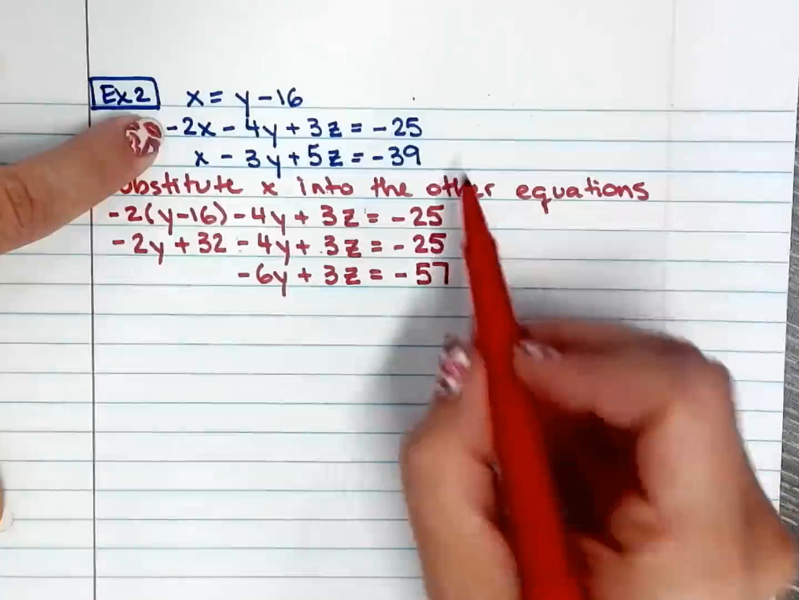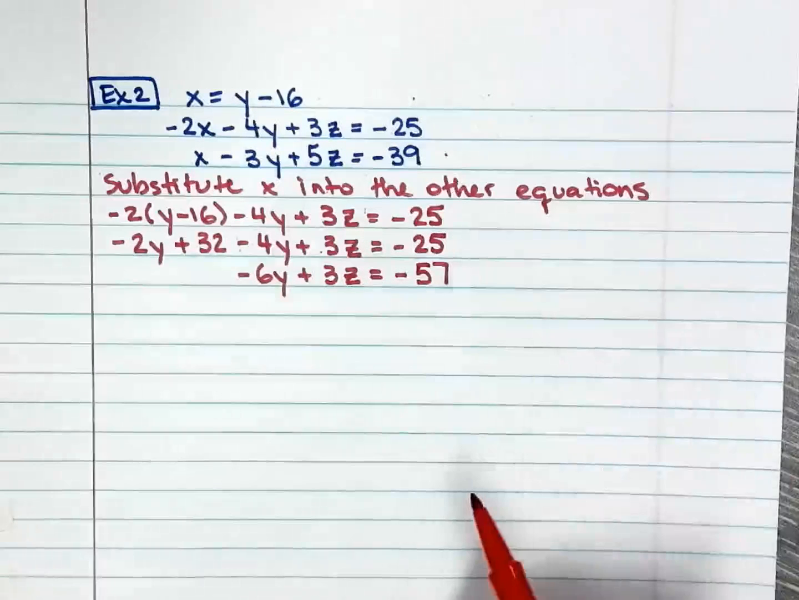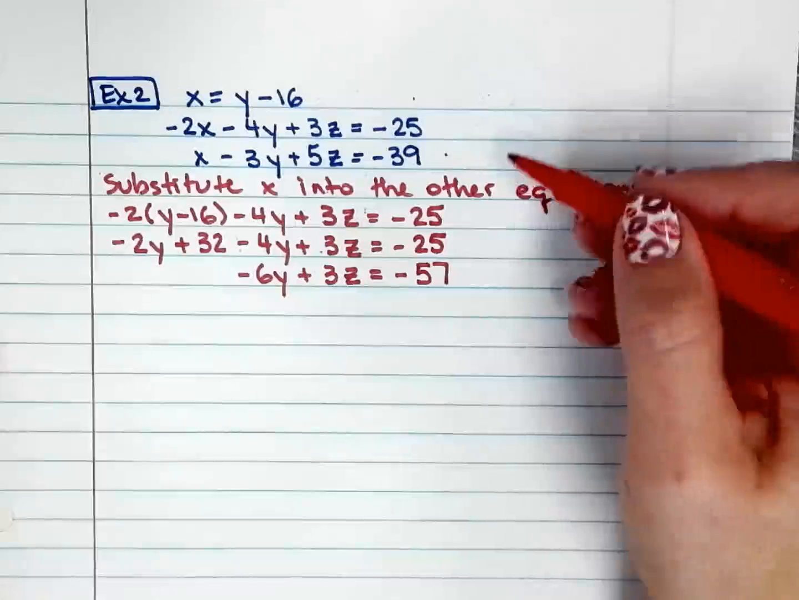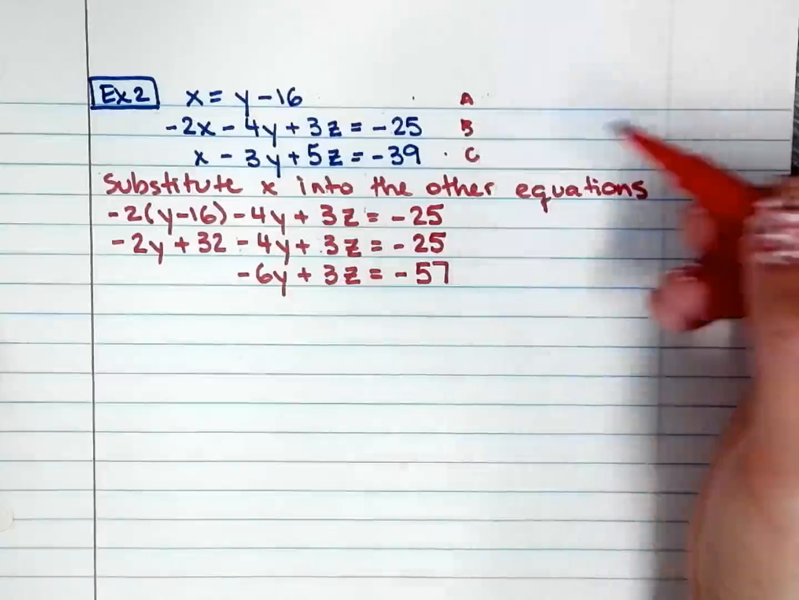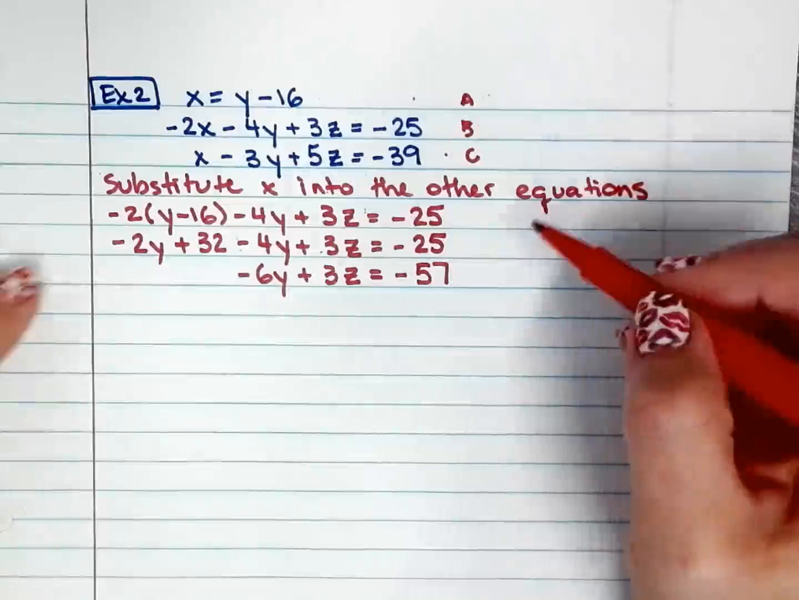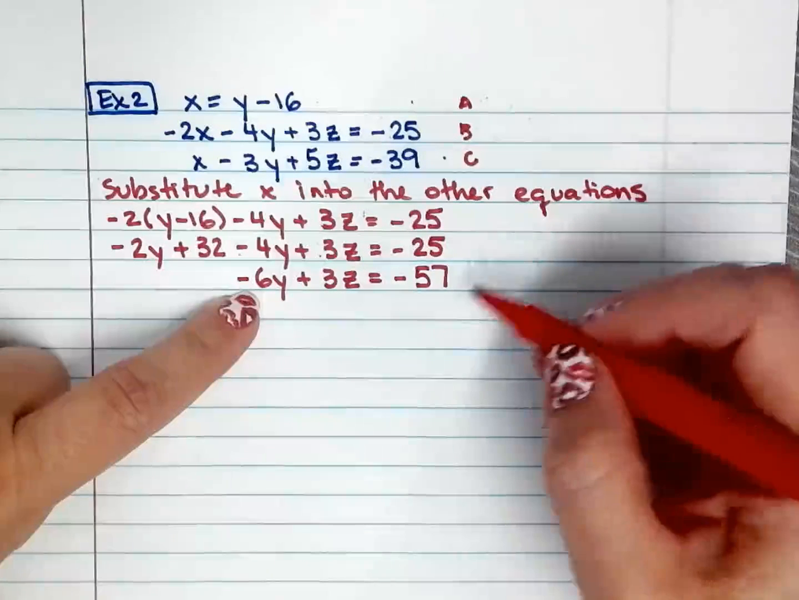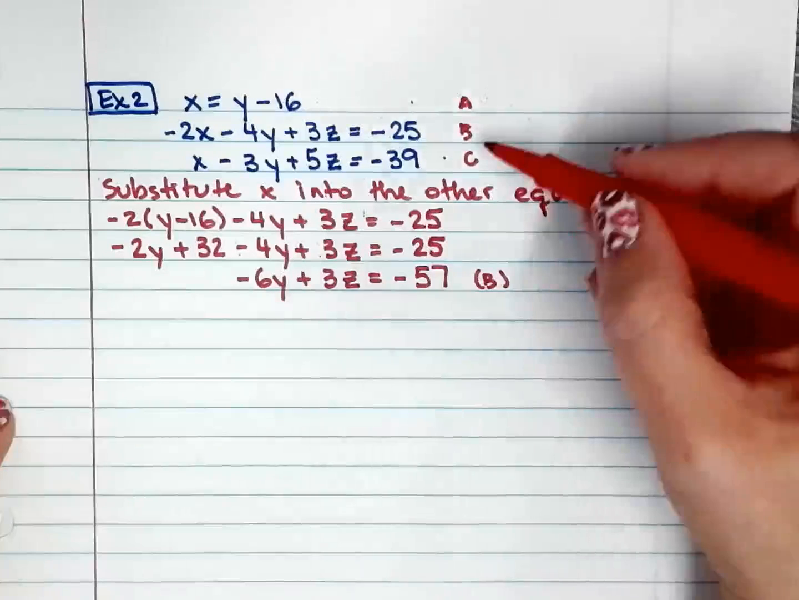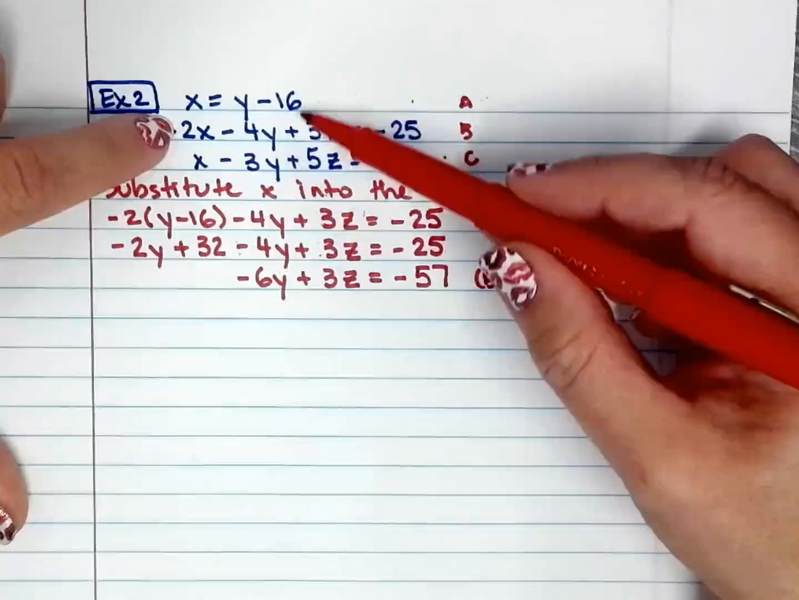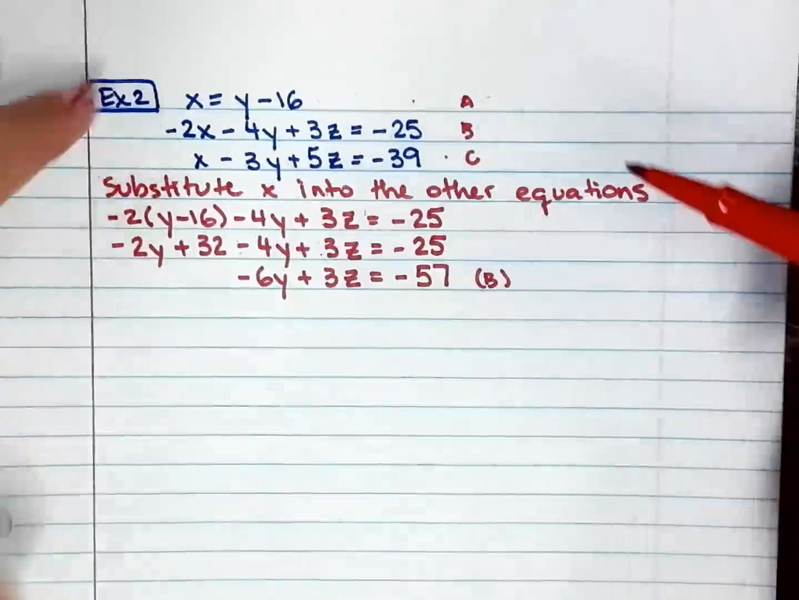Okay, now go ahead and do the same for the third one. If you want to label, you can do that. So you can do, I don't know, ABC. If you want to do 1, 2, 3, you can do that too. So this is my new B equation, just so you know that you used A to substitute that in B.